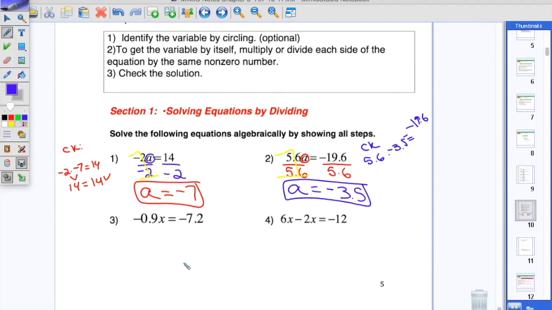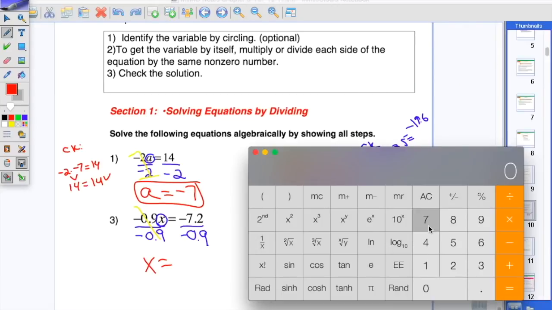Number 3, negative 9/10 x equals 7 2/10. We need to find out what x is. So it's multiplication, so we're going to divide by negative 9/10 on both sides. On the left-hand side, negative 9/10 cancels out, so we're left with x equals. We have a negative divided by a negative, which is positive, and using your calculator, if we put in 7.2 divided by 0.9, we end up with 8.